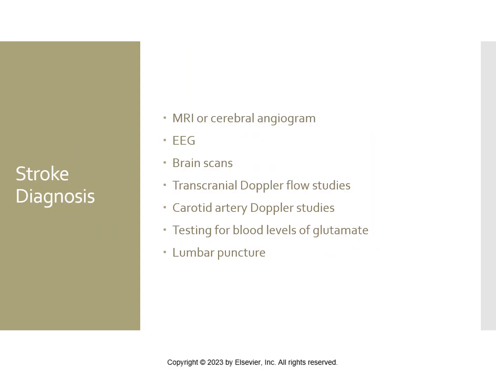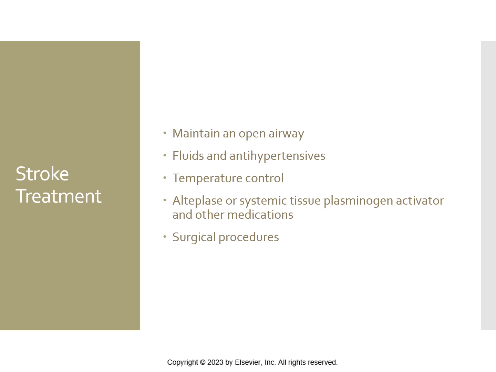A CT scan will rule out a hemorrhagic stroke. It will not confirm an ischemic stroke because the tissue changes will not be visible until after the time frame for treatment. An EEG will be performed, brain scans or a transcranial Doppler flow study, and carotid artery studies can also be performed. A hemorrhagic stroke will be diagnosed with a CT scan or an MRI. Elevate the head slightly to reduce ICP. Hypoglycemia should be evaluated and treated because hypoglycemia signs and symptoms can often be similar to those of a stroke.